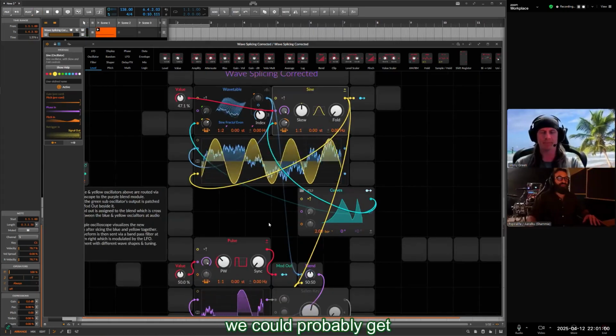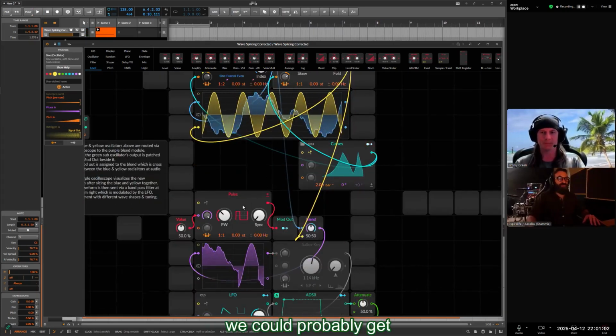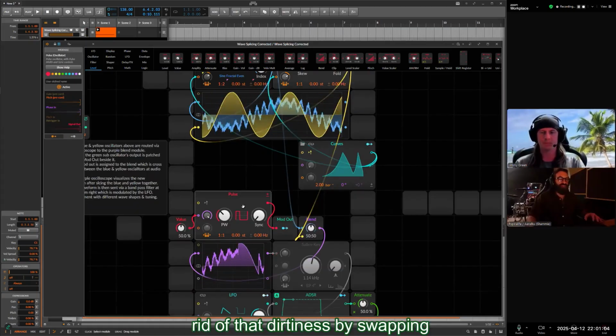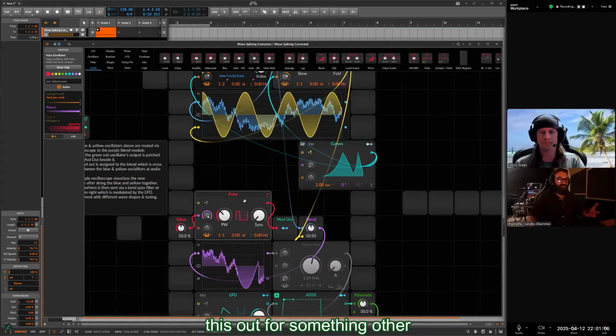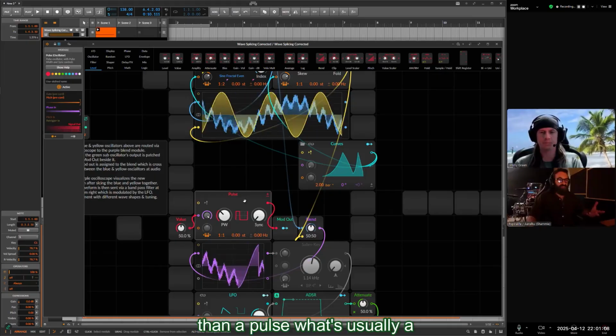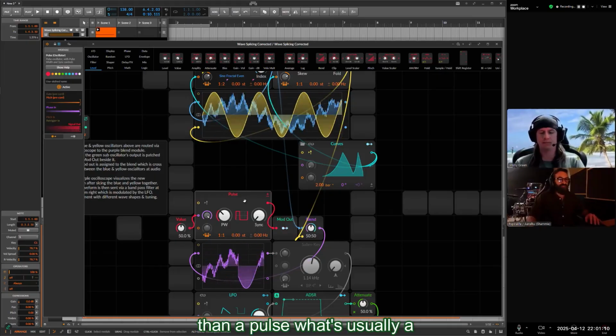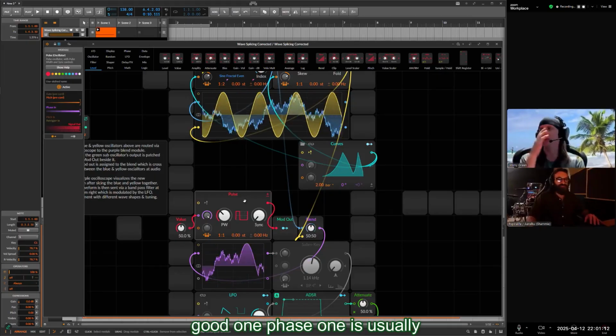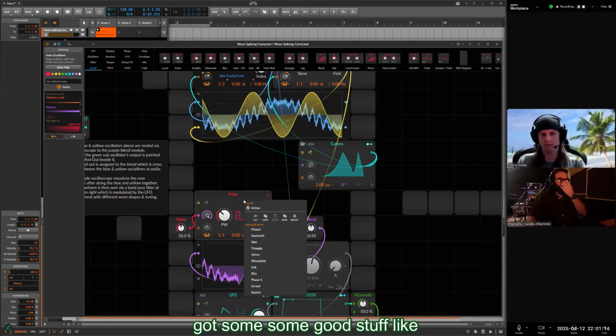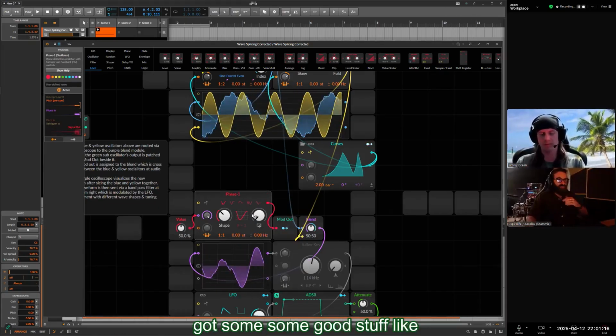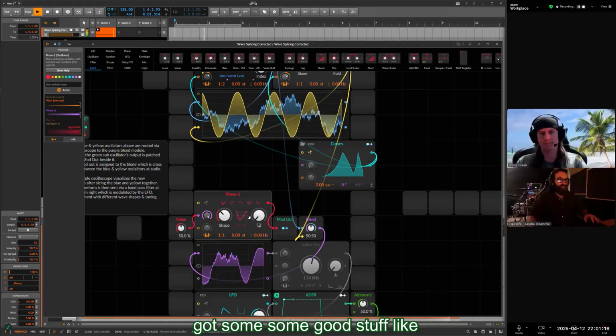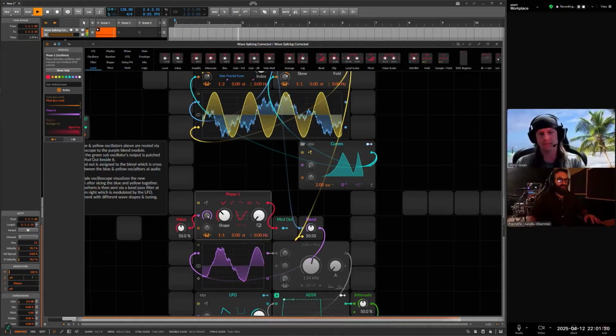We could probably get rid of that dirtiness by swapping this out for something other than a pulse. Um, what's usually a good one? Phase one has usually got some good stuff. Yeah.